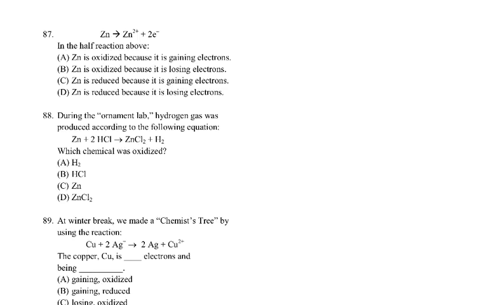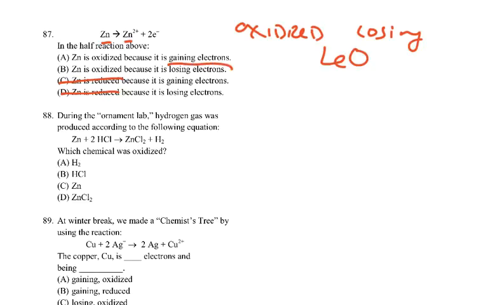Okay, 87. In this half reaction, so what's going on? Zinc is going from 0 to 2 plus, and so it's going to get oxidized. And I know that because its charge goes up, and it is losing electrons. Electrons are given off. It's losing electrons. And we can also say that's LEO the lion says GER. Losing electrons is oxidation. So zinc is oxidized, so we can get rid of those two answers. And it's oxidized because it is losing electrons. That's the answer right there.